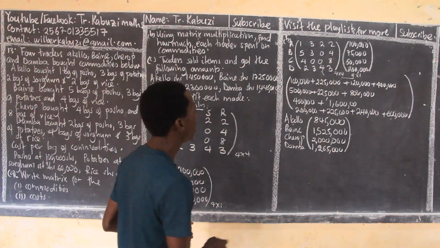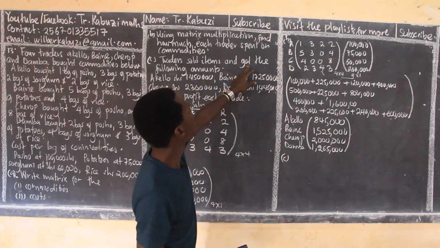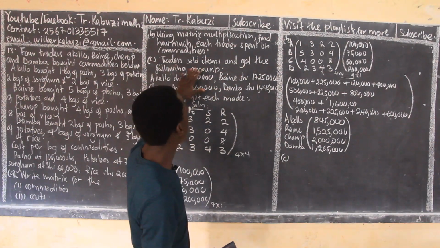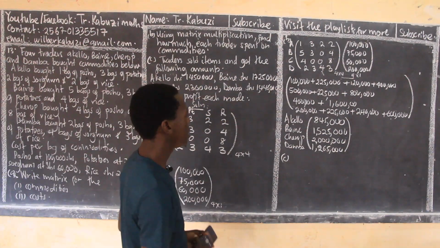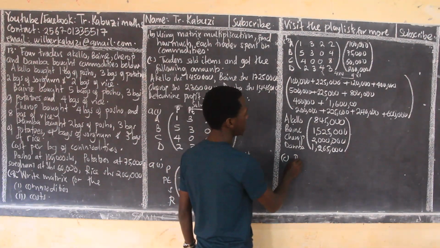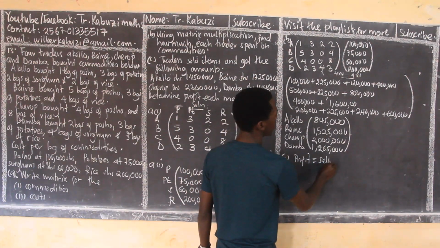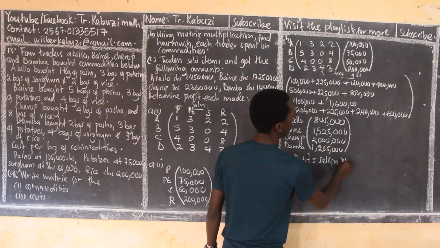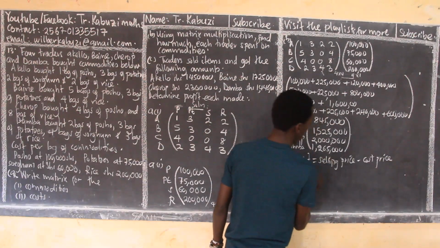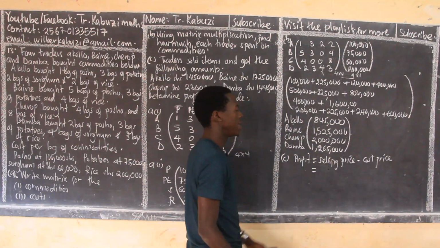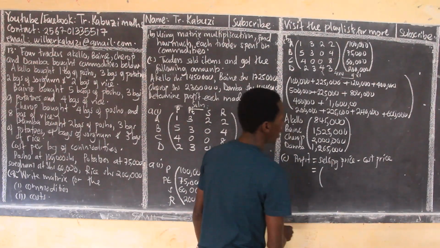Then part C, they want us to get the profits. They are telling us that traders sold items and got the following. These are the amounts they obtained. Determine the profit each obtained. We know that profit equals the selling price minus the cost price. In simple terms, what you are selling something at, minus the amount you bought that item at.